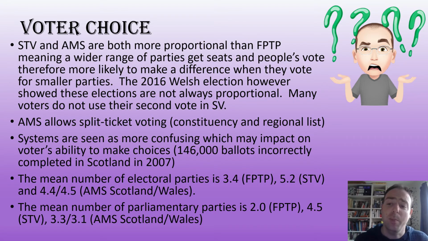And the impact in parliaments is very marked as well. So first past the post produces an average of 2 parties, whilst STV produces an average of 4.5 parties, whilst AMS in Scotland and Wales produces either 3.3 in Scotland or 3.1 in Wales. So in terms of voter choice, you would definitely steer away from first past the post, and you would look at either STV or AMS.